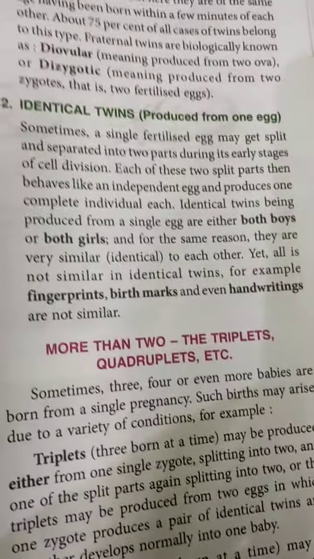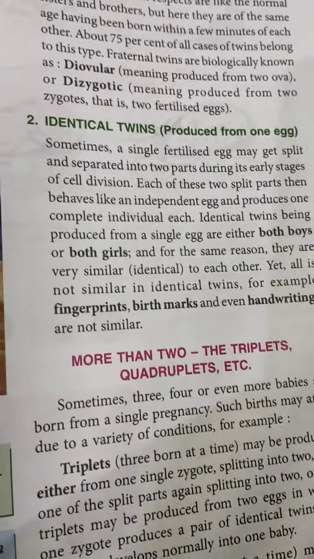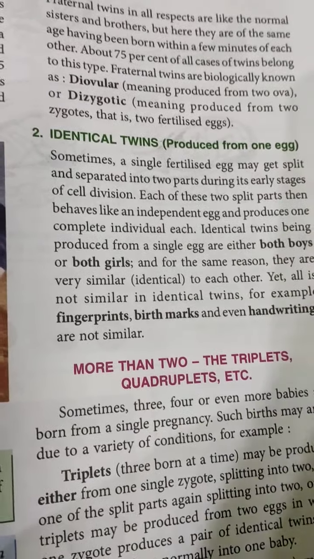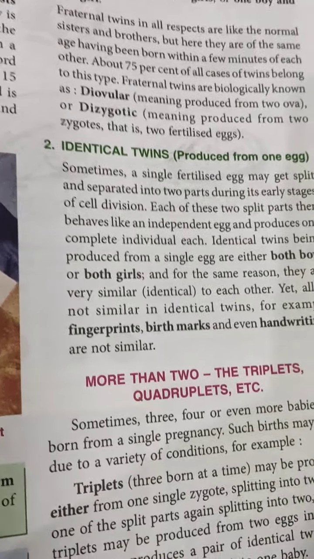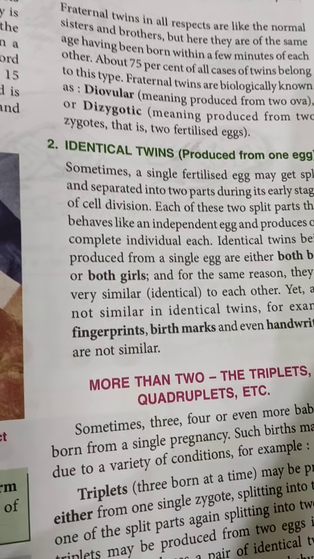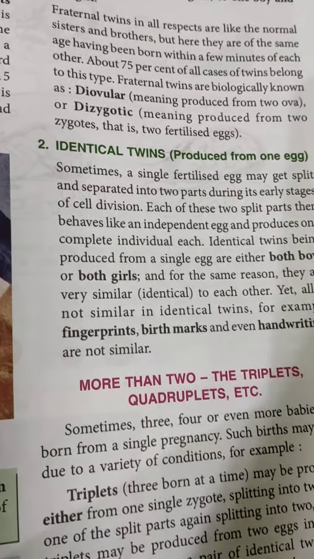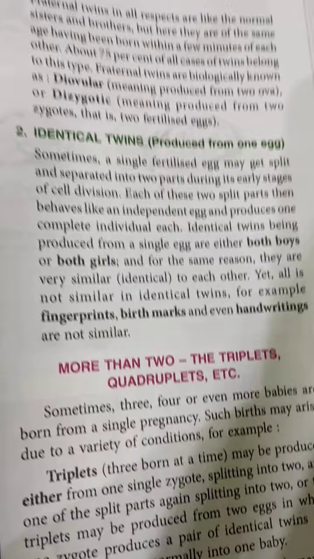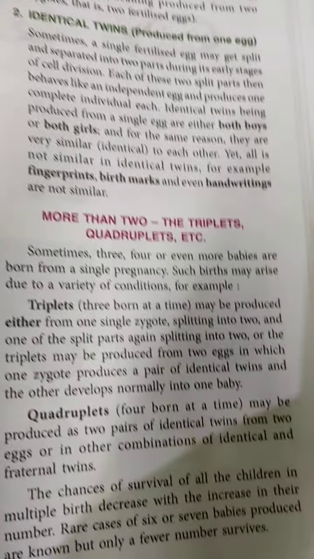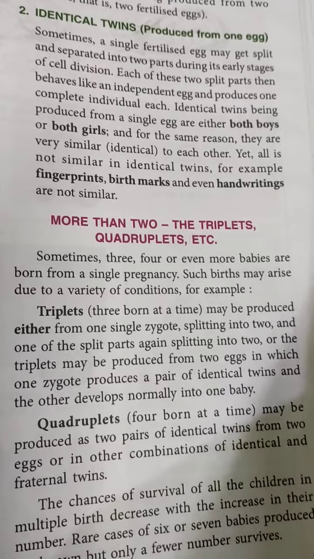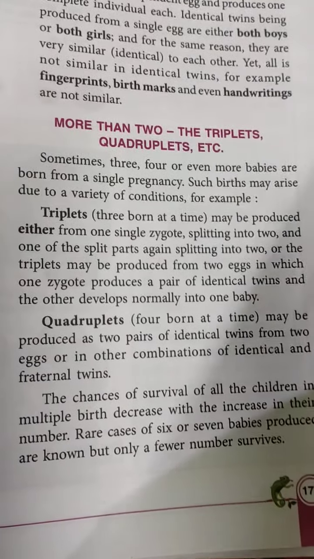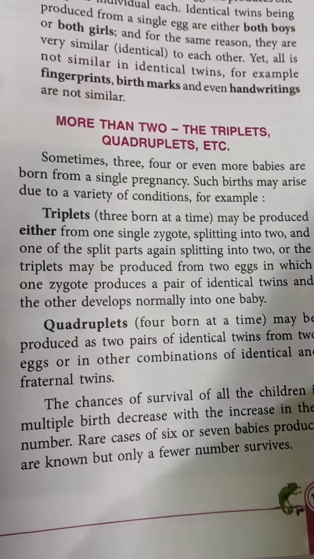And identical means when it is produced from one egg. That means one egg is fertilized by one sperm, and then it divides into two parts. So they are either both boys or both girls, and they are exact copies of each other. Maybe a very slight 1% or 2% dissimilarity, but mostly they are very similar and alike. I think you all have heard about triplets, that is three individuals born at a time, and quadruplets, four born at a time. The chances of survival of all the children in a multiple birth decrease with the increase in their number. This you must know.